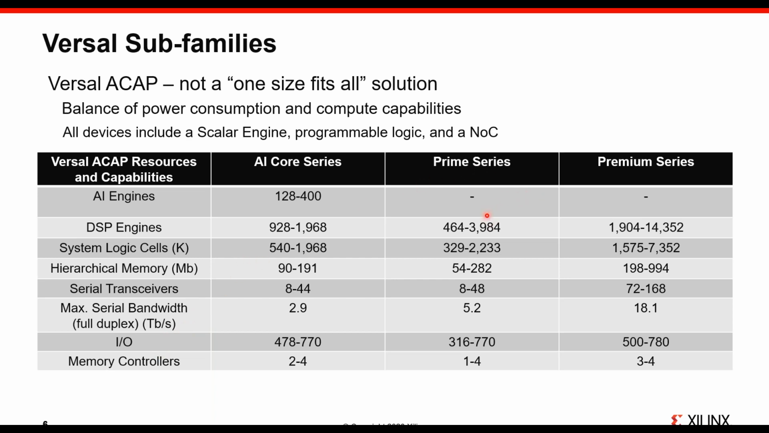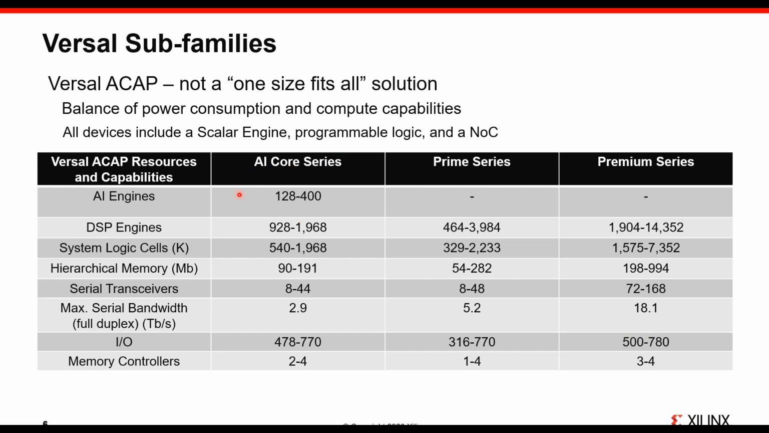The biggest difference is the mix that goes into those. You can see that in the Prime series, you've got up to almost 4,000 DSP engines versus the Premium series that's got in excess of 14,000 available. So these are really high bandwidth capable parts. They are very comprehensive in what they're able to do.